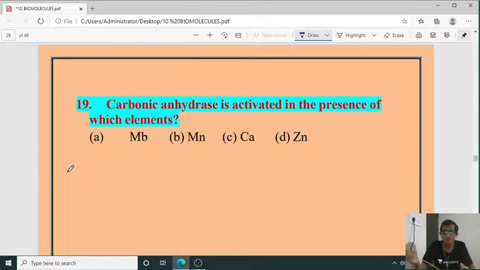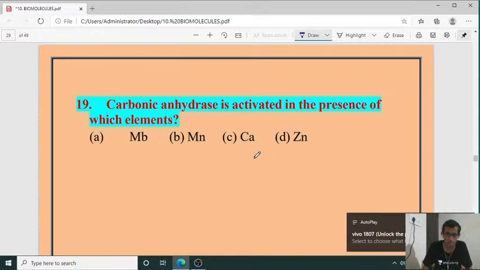Next, the 19th question. Let us have the discussion on this answer. Just a minute. Carbonic anhydrase is activated in the presence of which element? Carbonic anhydrase is the enzyme that is required for carbon dioxide transport in human beings during respiration.